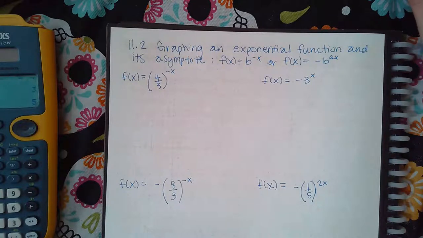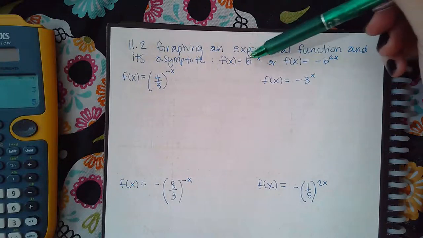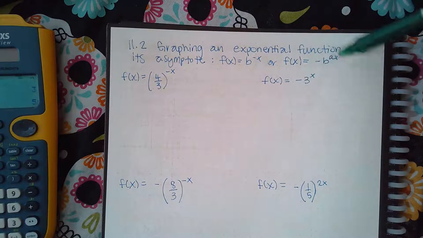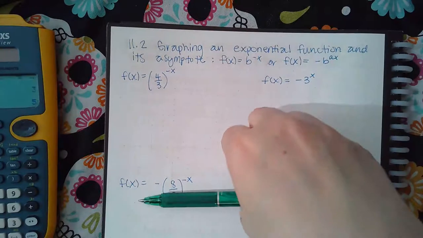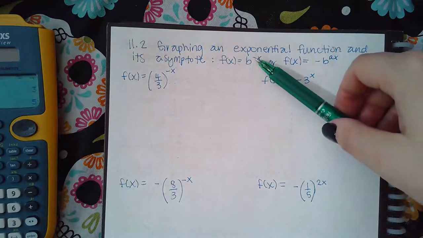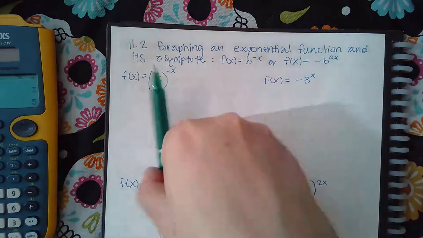Here we have graphing an exponential function and its asymptote, and now they're throwing in negatives everywhere. So you could have a negative in the exponent, or you could have a negative in the front. We already know that a negative in the front is going to cause it to flip over the x-axis, but a negative in the exponent is actually going to cause it to flip over the y-axis.